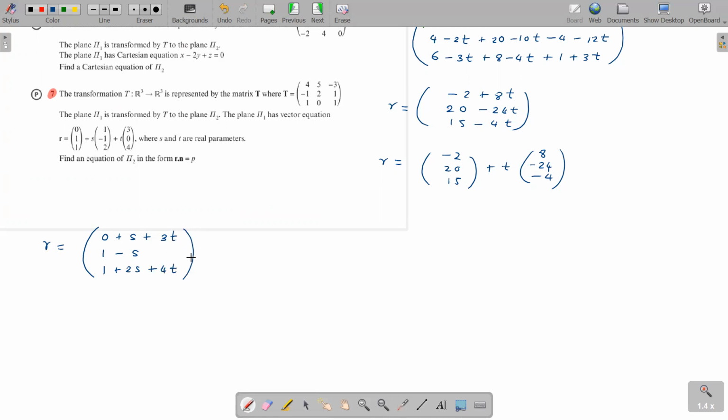Are you with me? Shall we separate? So this is our coordinate. Let me write it again. s plus 3t, 1 minus s, 1 plus 2s plus 4t. So this is your object coordinate. So how do we get the image coordinate? Transformation matrix multiplied by the object coordinate.